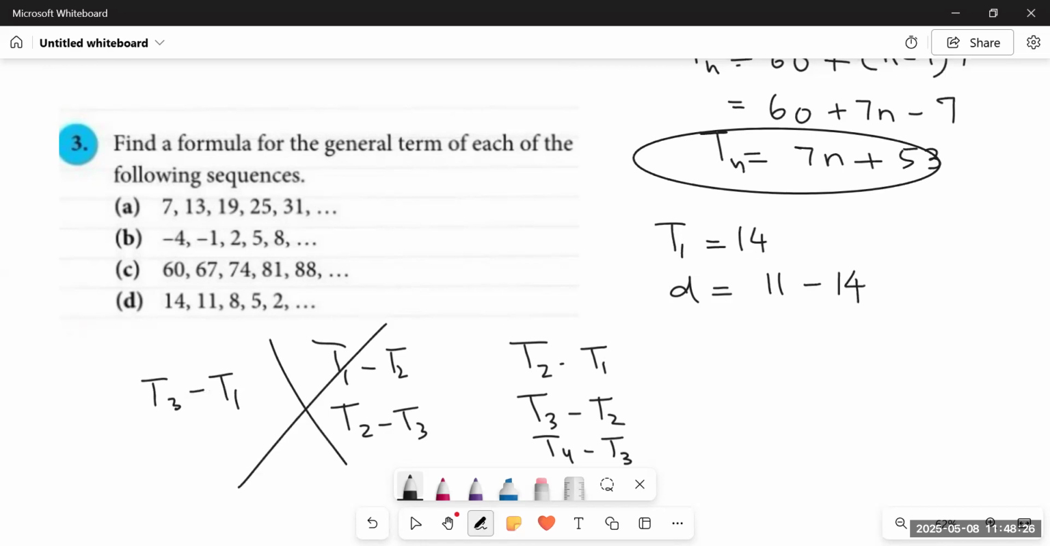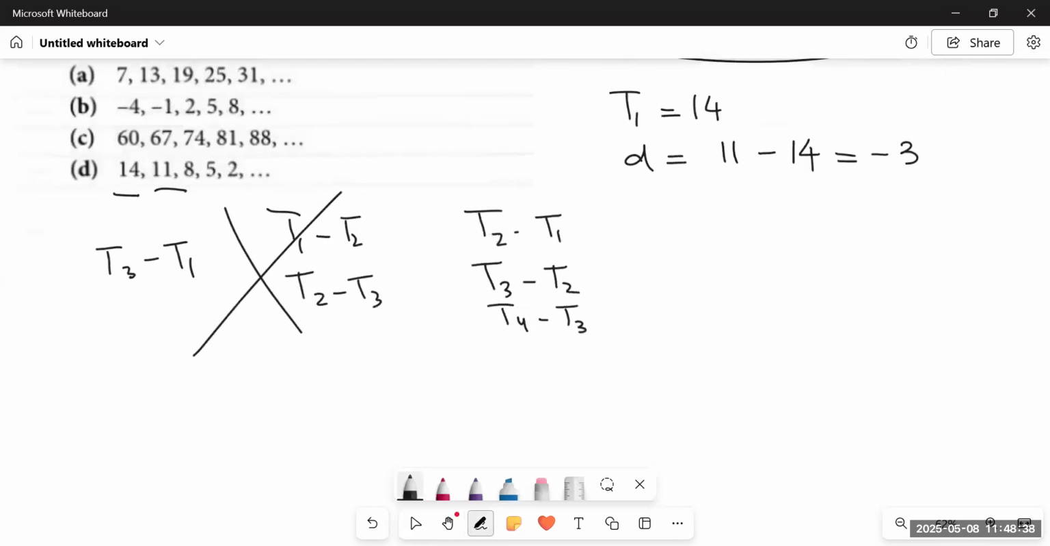So what we have to do is take the second term first and then the first term. 11 minus 14 is equal to minus 3. So here the common difference would be minus 3. Just keep in mind that in this case we are having a decline in the terms. So Tn is equal to 14 plus n minus 1 times minus 3. Minus 3 is getting multiplied with n minus 1. So it would be 14 minus 3n plus 3.